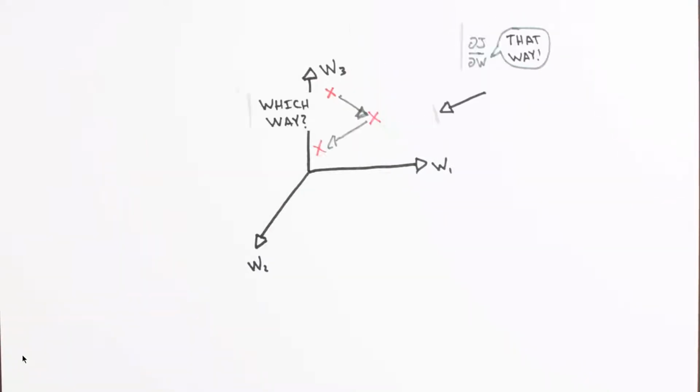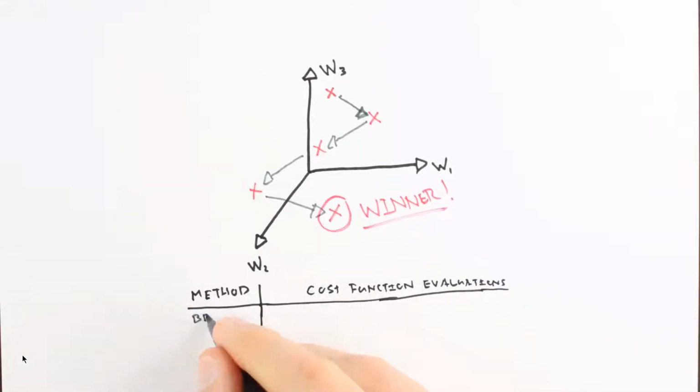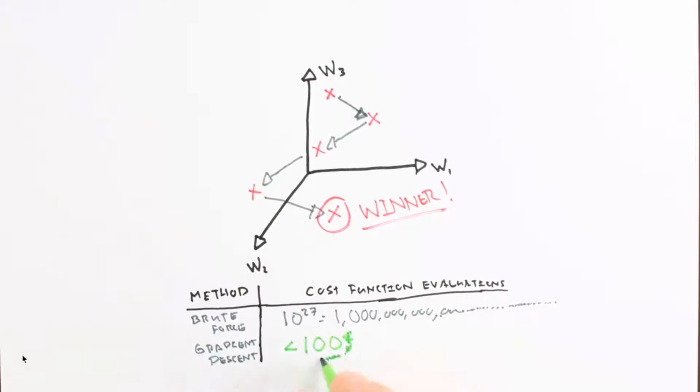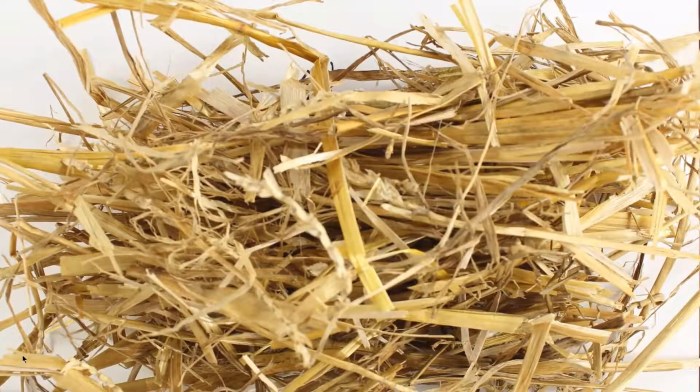In fact, in our final video, we'll show that what would have taken 10 to the 27th function evaluations with our brute force method will take less than 100 evaluations with gradient descent. Gradient descent allows us to find needles in very, very, very large haystacks.